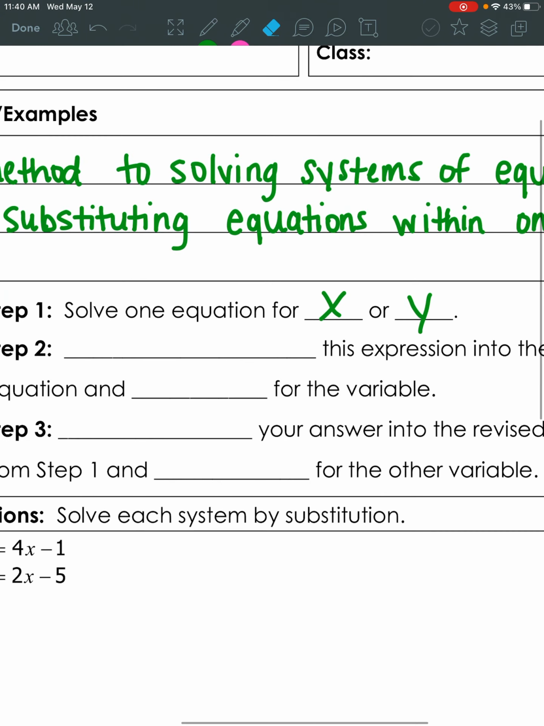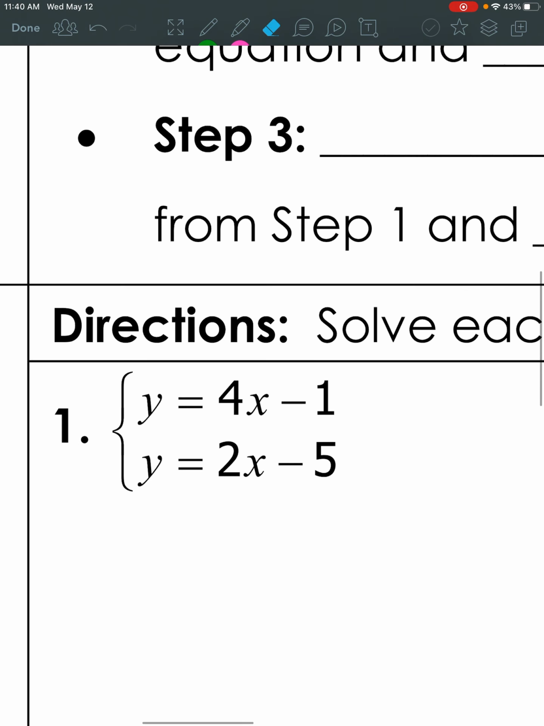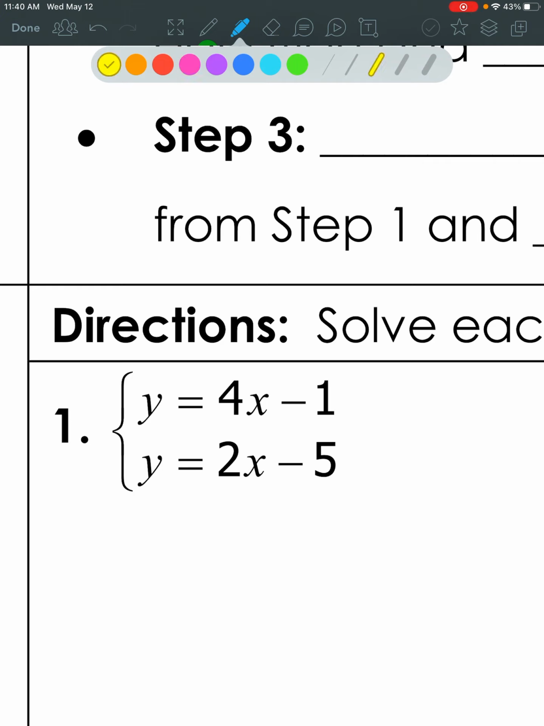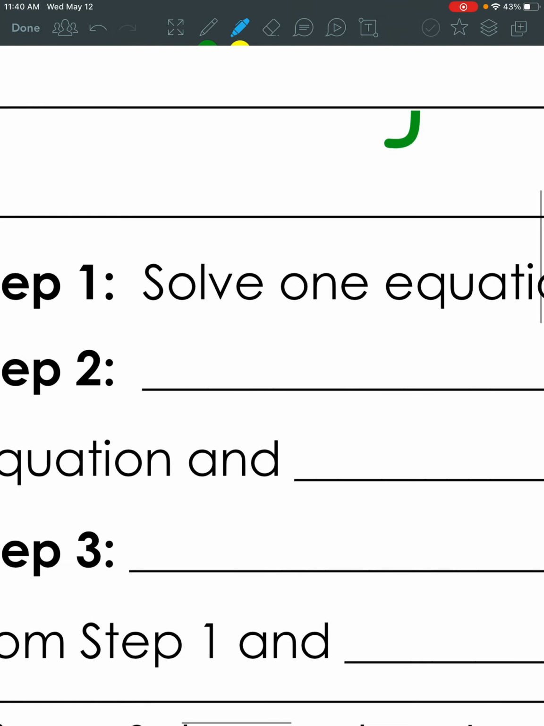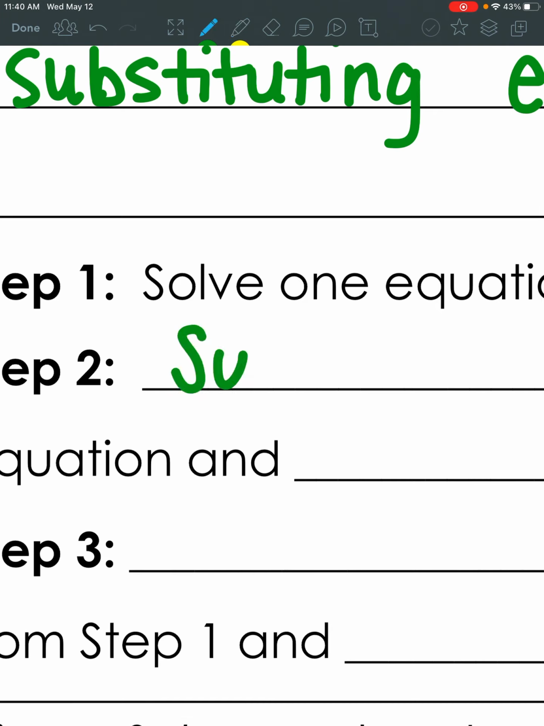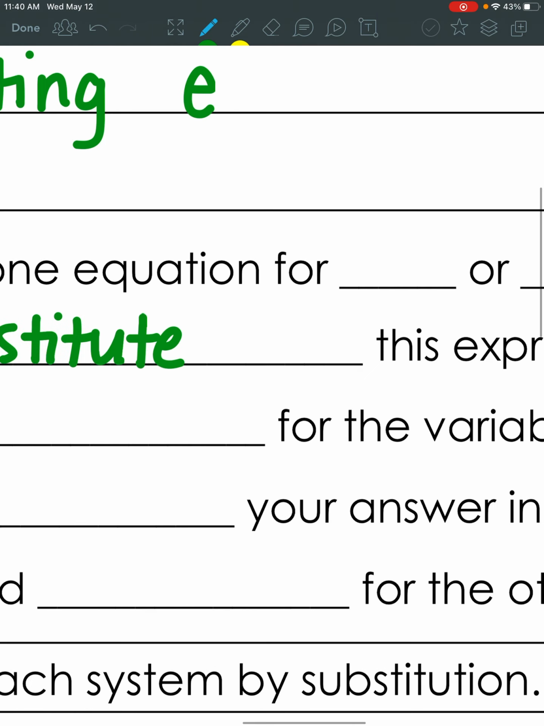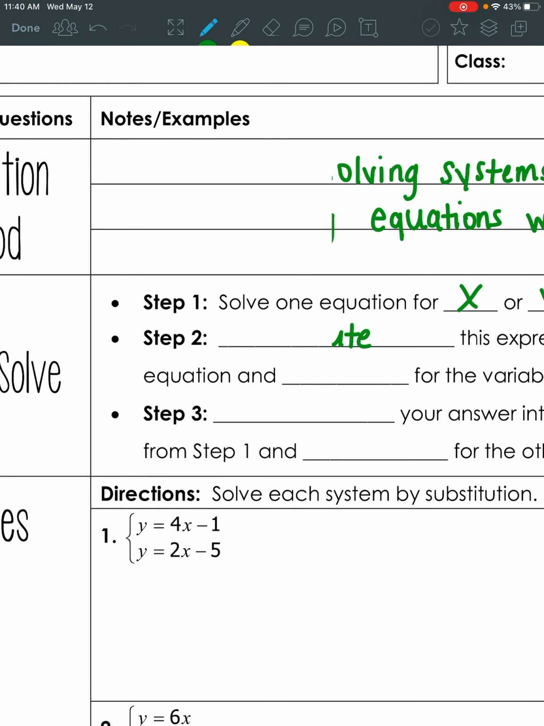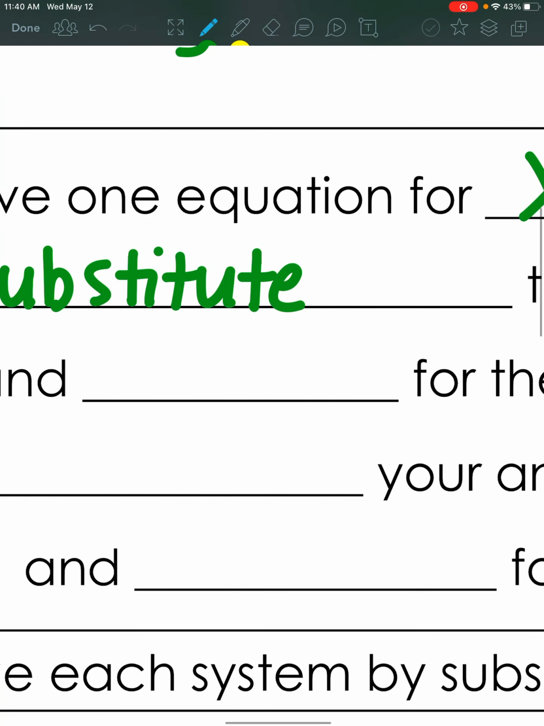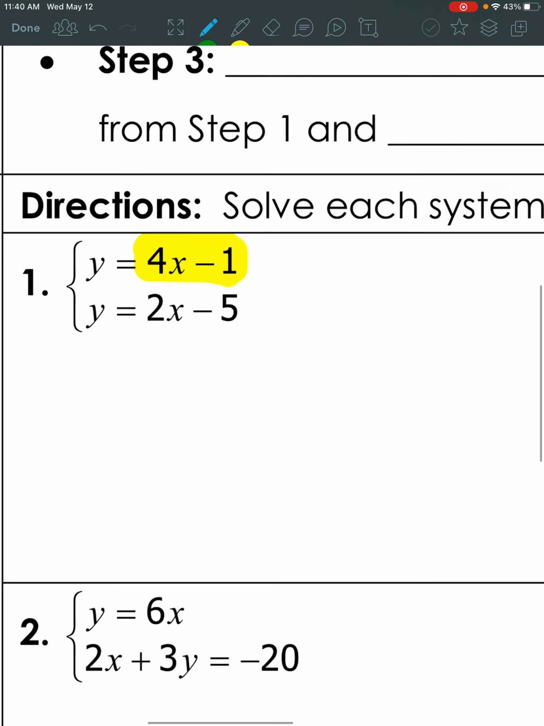Then after that, since we know that y equals that right side, we know that this 4x minus 1 is the exact same thing as y, because our equation tells us that it's equal to y. So what we're going to do is take the 4x minus 1 and we're going to substitute it into the other equation. So we're going to substitute that expression into the other equation, and then whatever variable is left, we're going to solve for that variable. So let me show you what I mean by this.